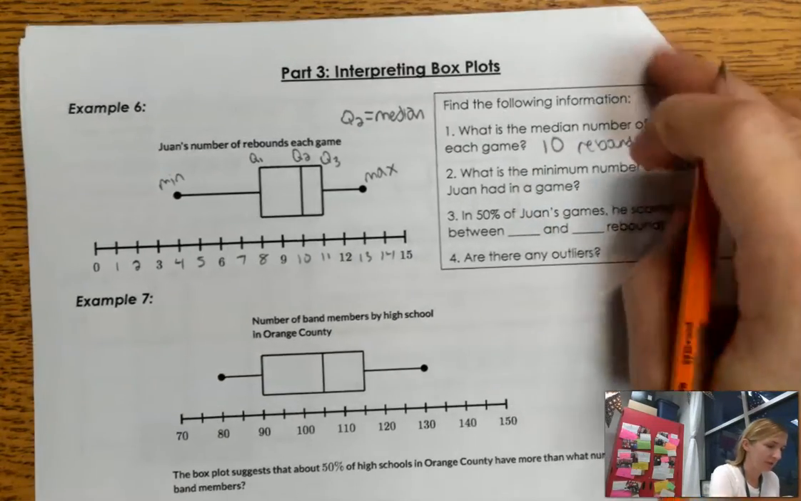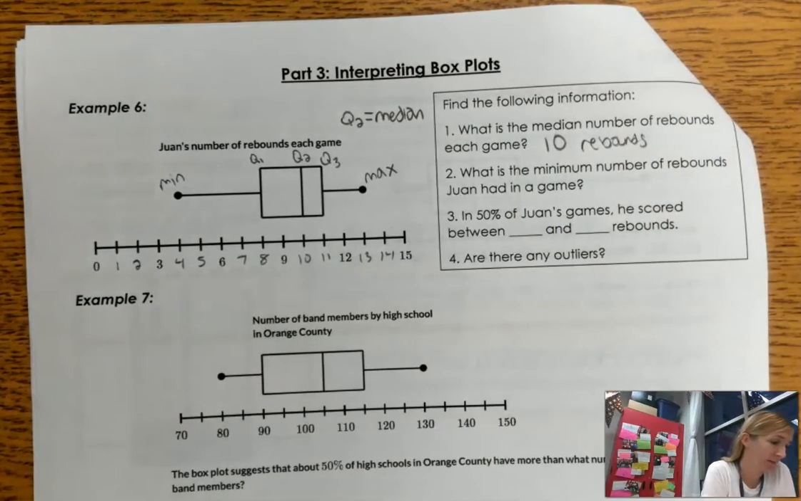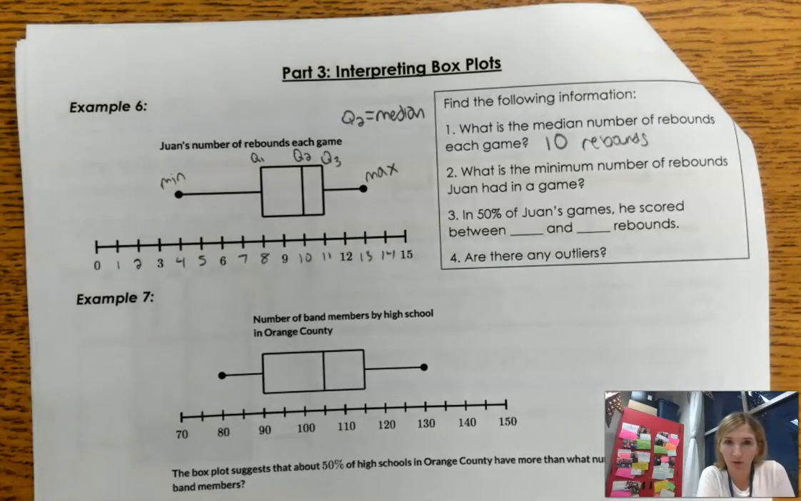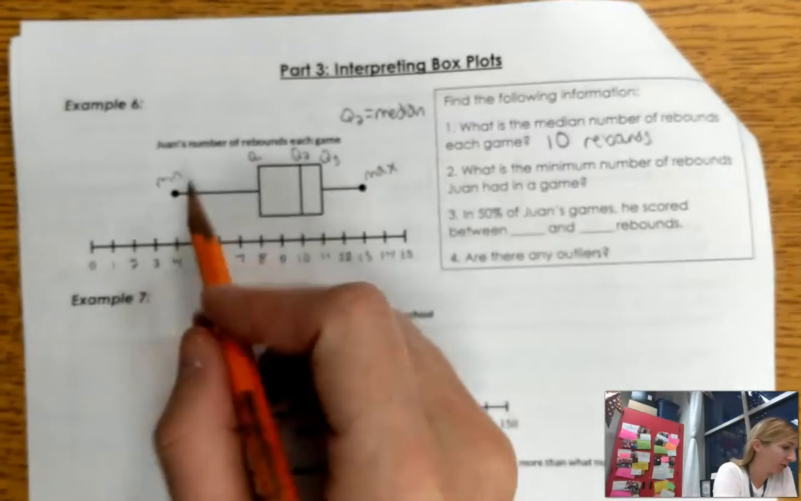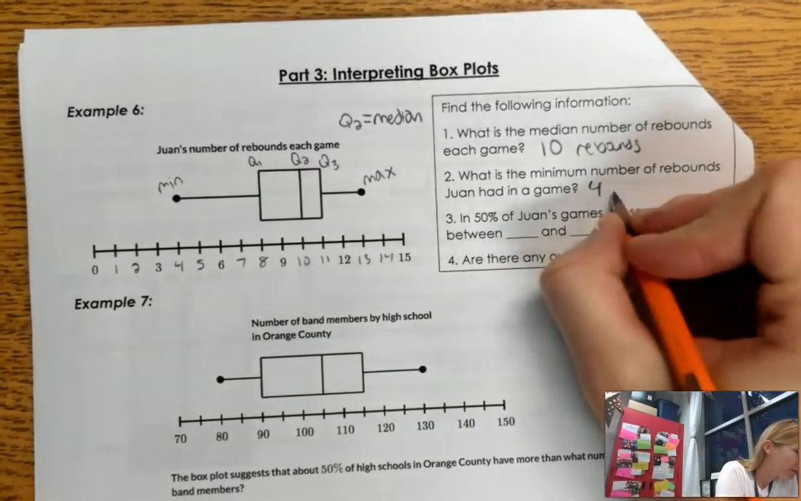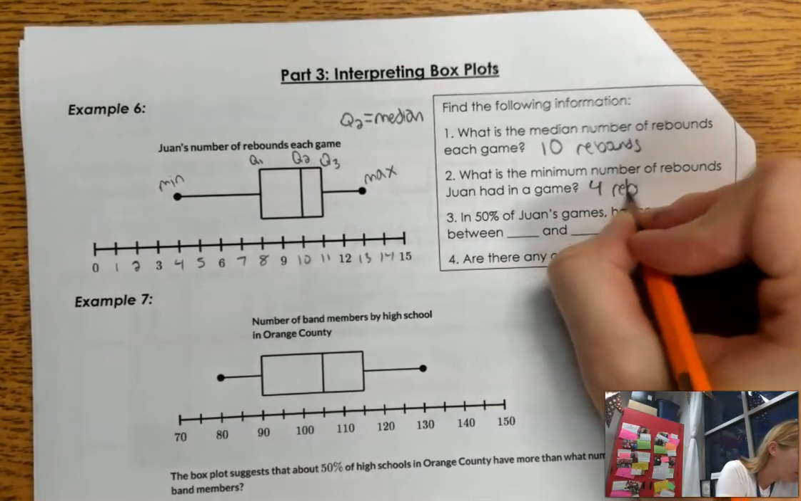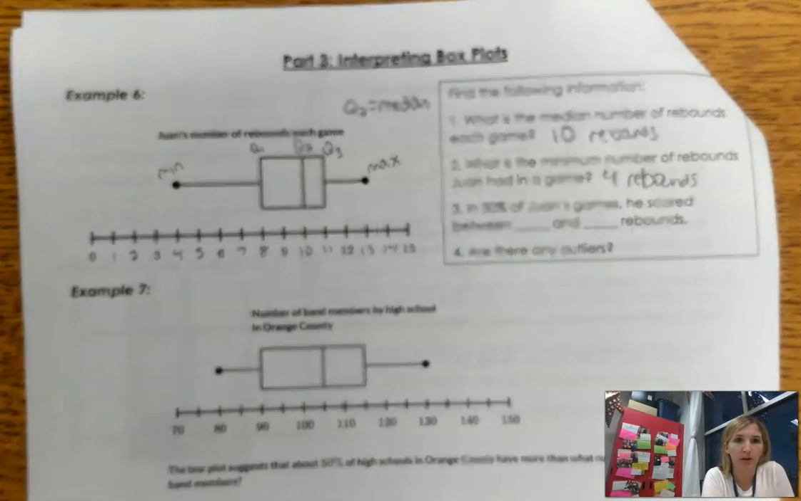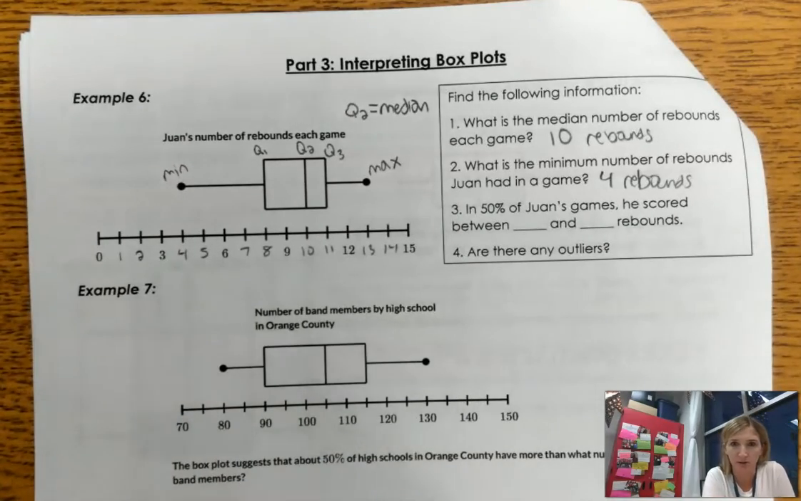All right. That's a lot of rebounds, actually, now that I'm thinking about it. All right. What is the minimum number of rebounds Juan had in the game? So you just go to your bottom whisker, and your min is 4. 4 rebounds. Man, I want to recruit Juan for Banneker. That's a lot, right? That's good.